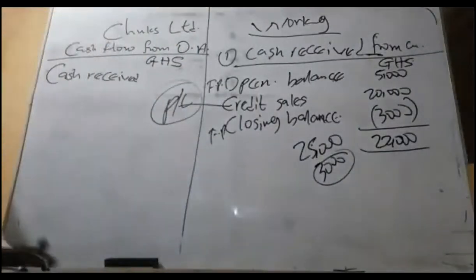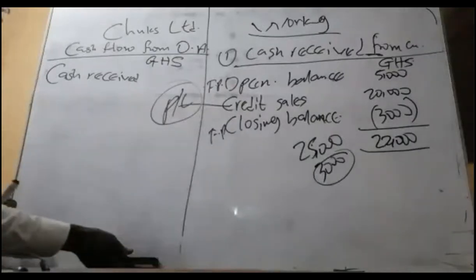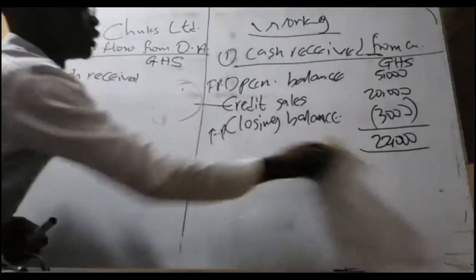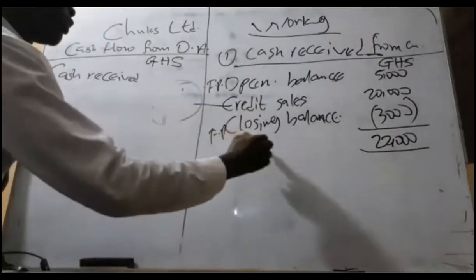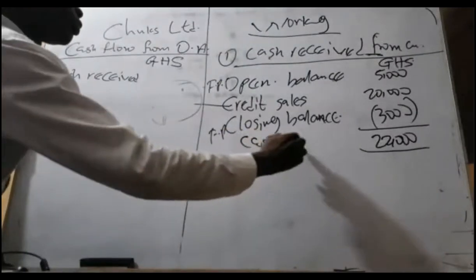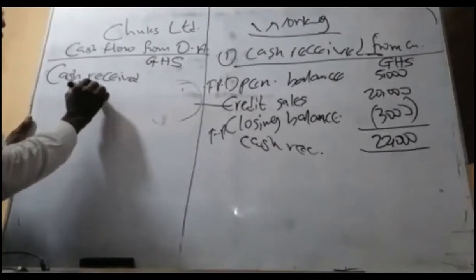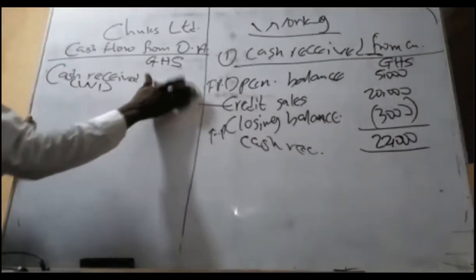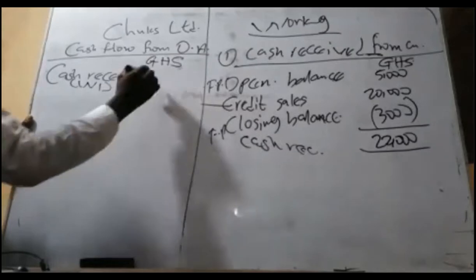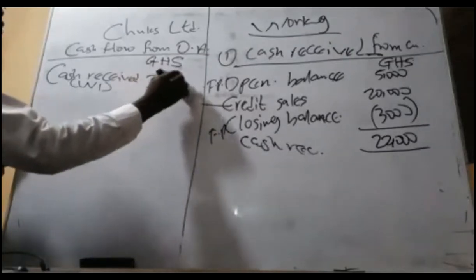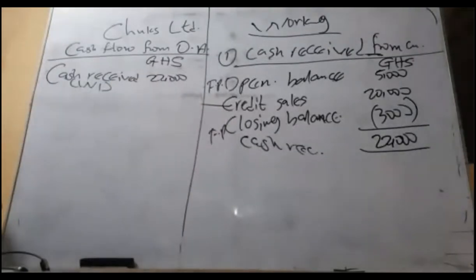So I'll come here and include it. Let's call it cash received. Workings, in fact, open a bracket, workings number 1. Examiner, please go to my workings 1. You see it there. So 22,000.